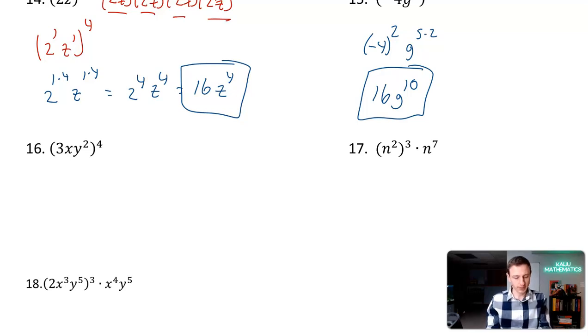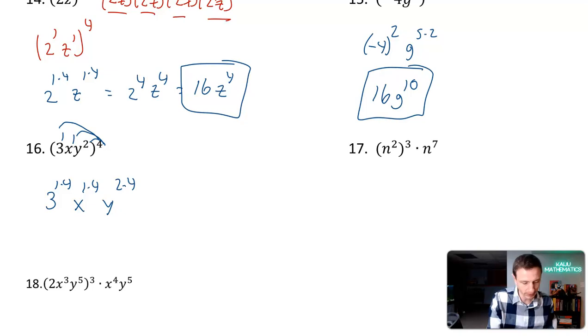Number 16: 3 to the 1st, x to the 1st, y to the 2nd, all being raised to the 4th power. So everything is getting that exponent of 4. So this is going to be 3 to the 1 times 4, x to the 1 times 4, and y to the 2 times 4.